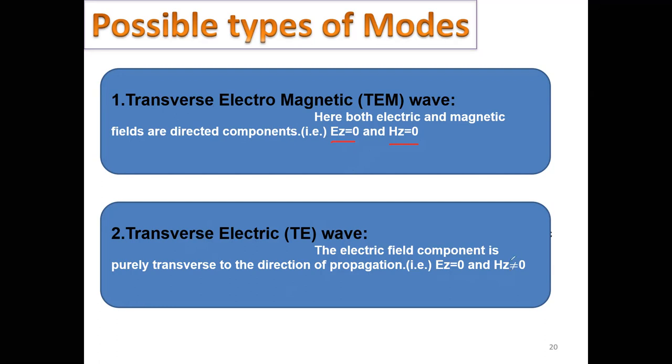In the TE wave, Hz is not equal to zero, but Ez is equal to zero. Transverse electric wave, the electric field component is purely transverse to the direction of propagation. That is, Ez is equal to zero, and Hz is not equal to zero. Two things: in TEM, both are zero. In the TE, transverse electric, Ez is equal to zero and Hz has some value.